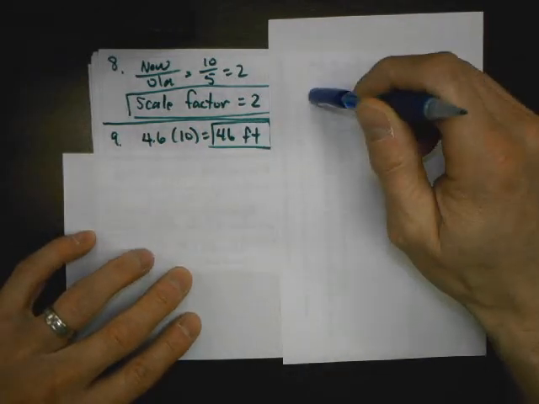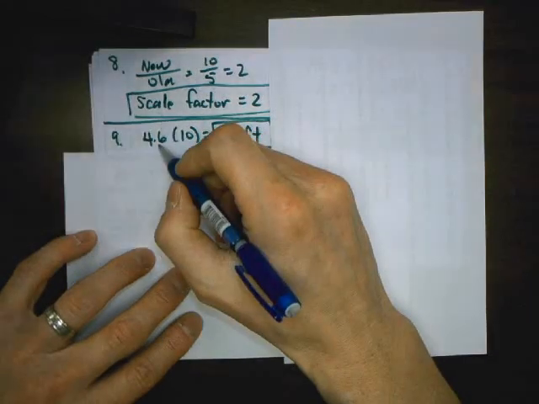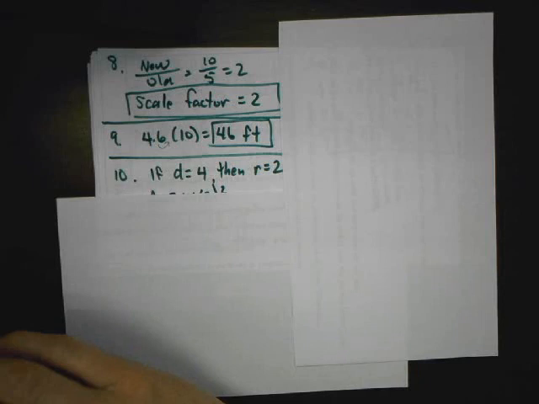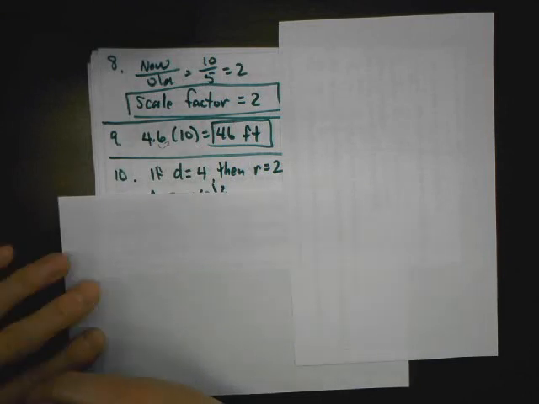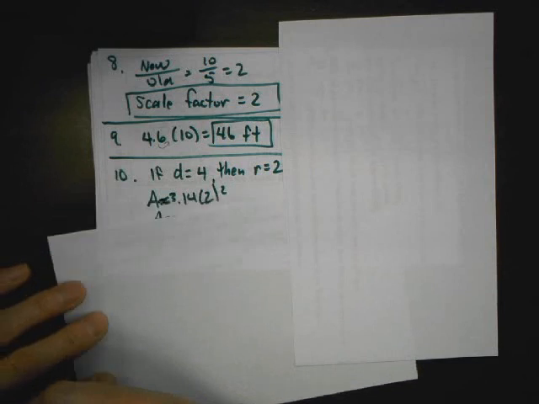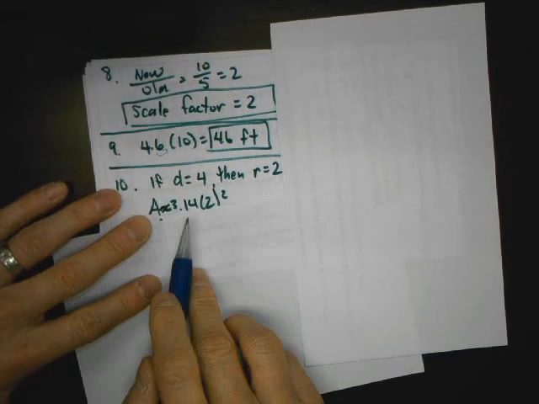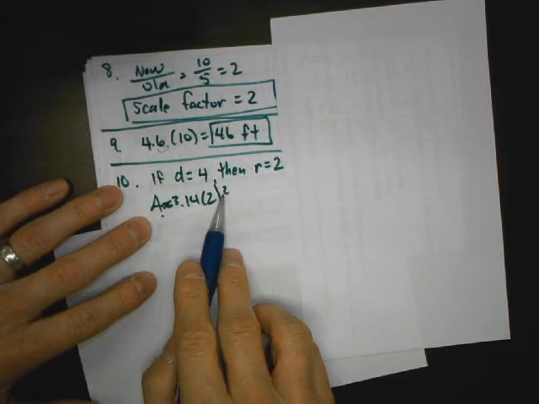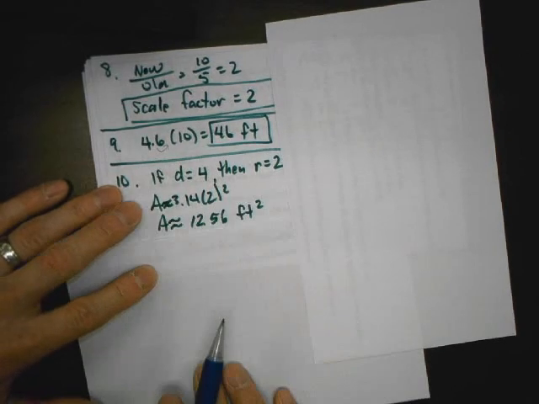Okay, so for 10, we have 2 circles. One has a diameter of 4. What are the units here? 4 feet. So if it's 4, then the radius is 2, right? Radius is half diameter. So I can find the area for that circle by doing pi r squared. Pi is about 3.14. Our radius is 2. Remember to do the exponent first. Do 2 times 2 before you multiply by 3.14. You should get the correct area of 12.56 feet squared.